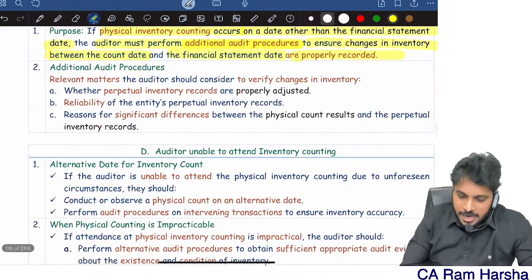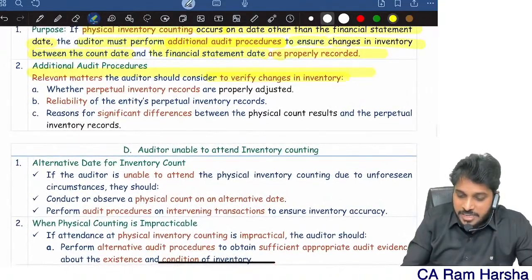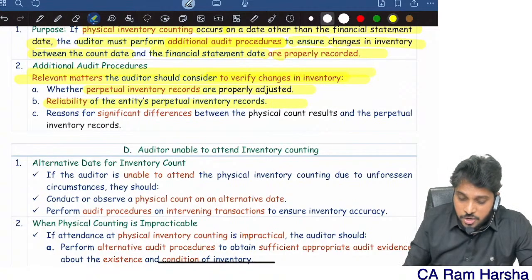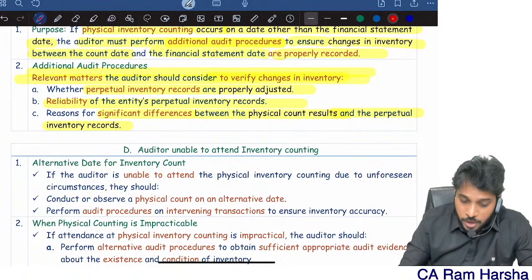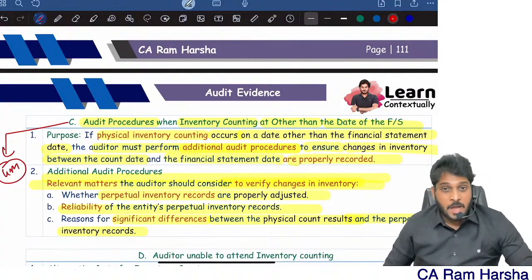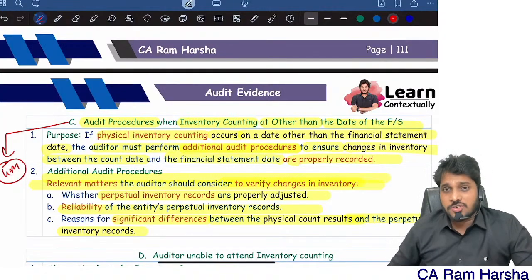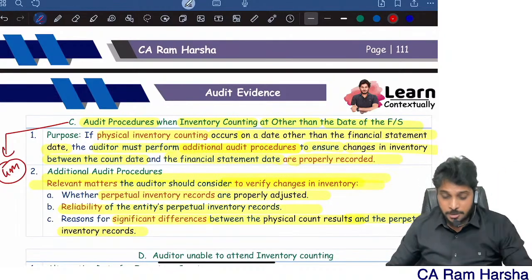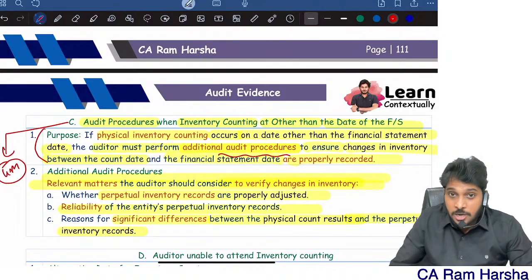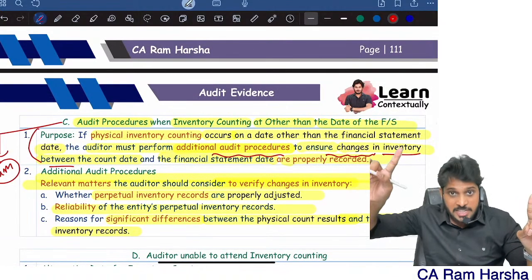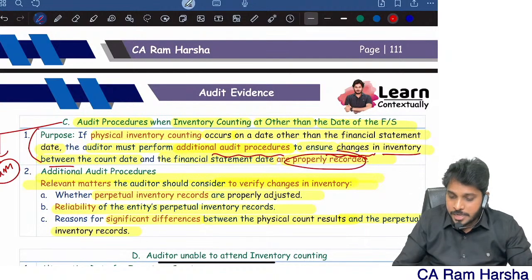Next, relevant matters the auditor should consider to verify changes in inventory: whether perpetual records are maintained, reliability of perpetual inventory records, and reasons for differences between physical count results and perpetual records. So this itself can be asked as a straight 4 marks question. What are the additional audit procedures if inventory counting is performed at a date other than the date of financial statements? The auditor has to perform additional procedures to see that changes in inventory between the count date, 15th April, and 31st March are properly recorded.